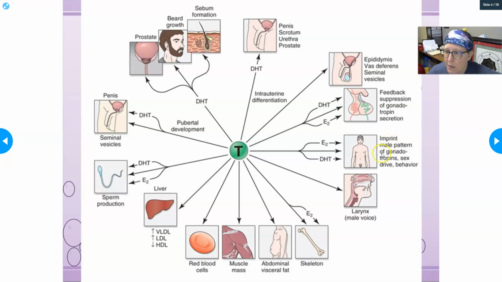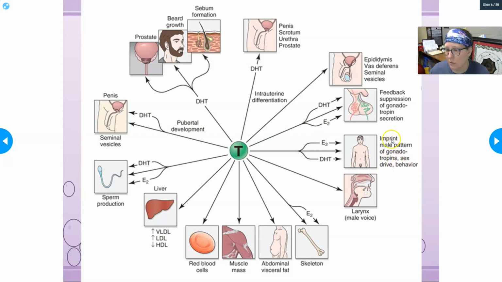Testosterone also imprints the male pattern of the gonadotropins, sex drive, and behavior. So being exposed to enough testosterone in utero will cause a boy to develop into a typical male, with the typical male behaviors, if you will. If there's more, let's say, estrogen, then that male may, instead of developing typical male behaviors, develop some female behaviors also.